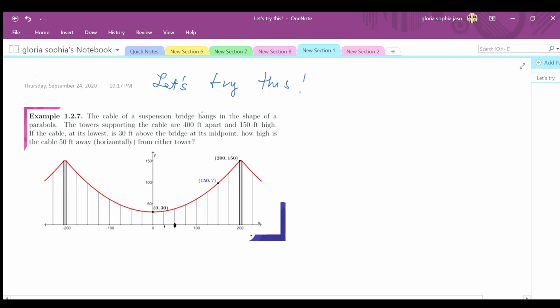Okay, so let's answer it. The cable of a suspension bridge hangs in the shape of a parabola. The towers supporting the cable are 400 feet apart and 100 feet high. If the cable is at its lowest, and that is 30 feet above the bridge at its midpoint, how high is the cable 50 feet away horizontally from either tower?